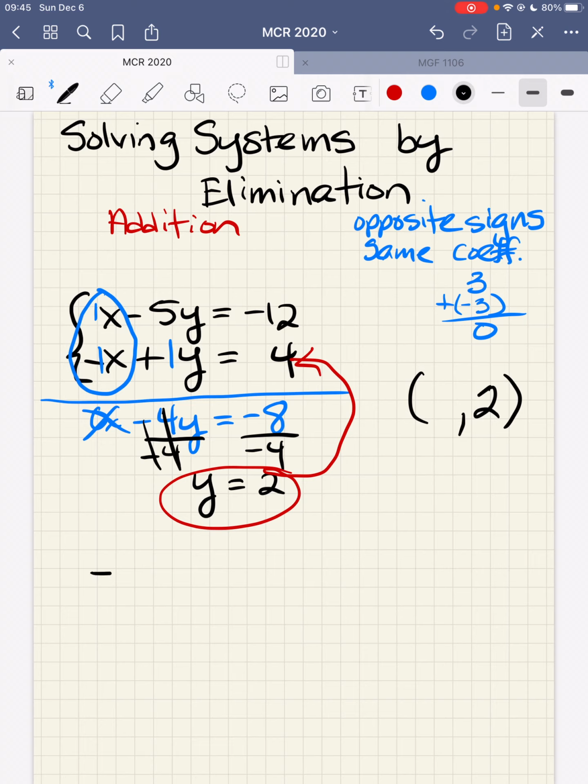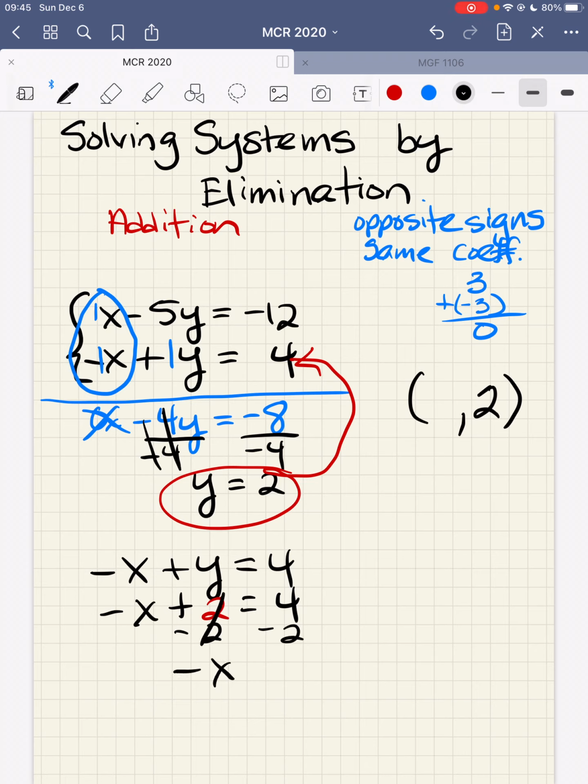Okay. So remember my equation is negative x plus y is equal to 4. And now my y is going to be 2. So I have negative x plus 2 is equal to 4. I'm going to subtract 2 from both sides. I have negative x is equal to positive 2. Have to go ahead and multiply or divide by negative 1 to switch my signs. x is equal to negative 2. So my solution for this system is negative 2, 2.